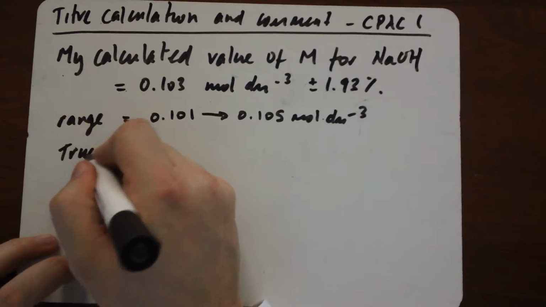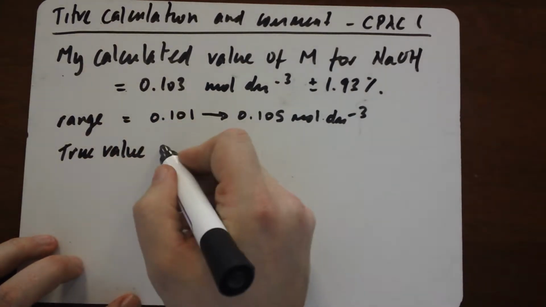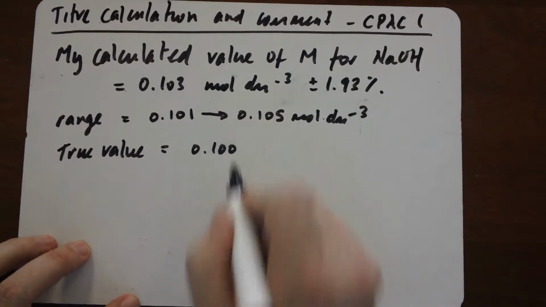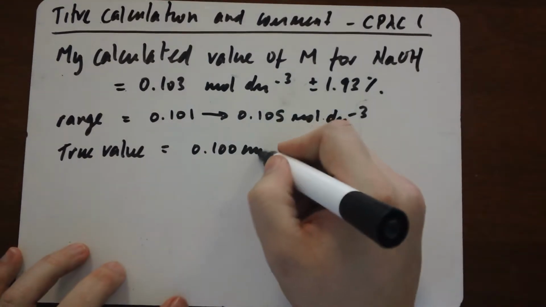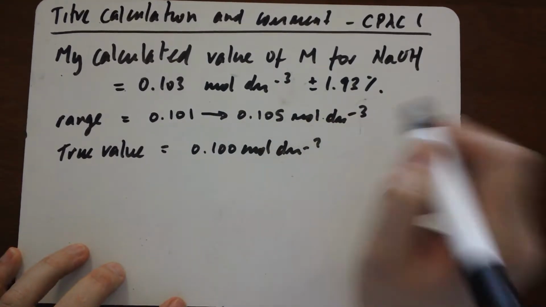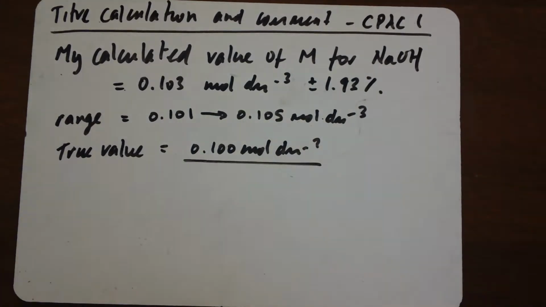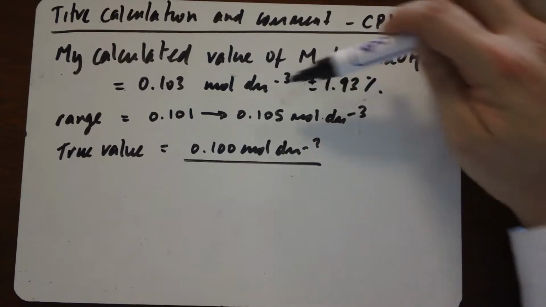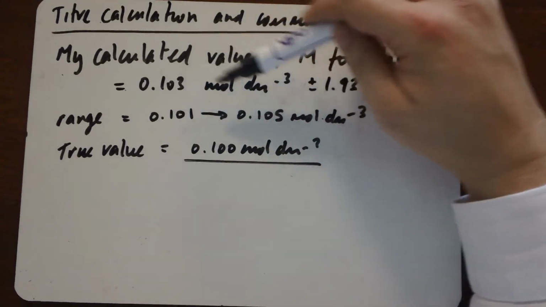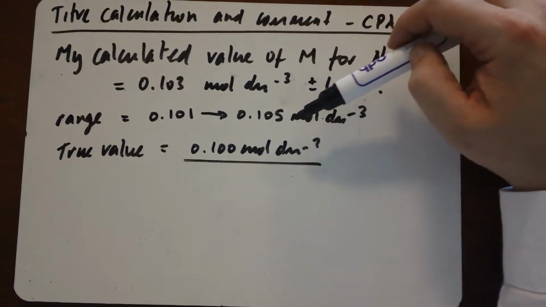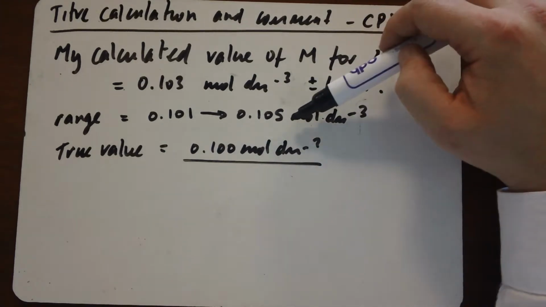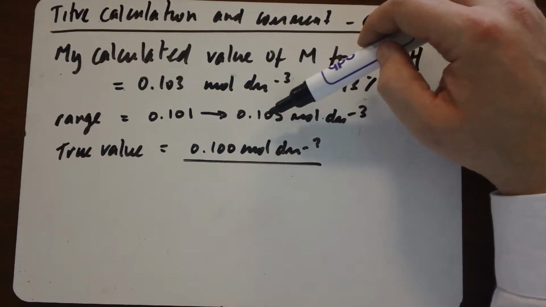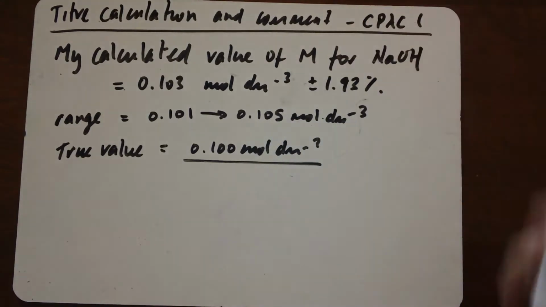Unfortunately, the true value for the concentration of the sodium hydroxide used was exactly 0.100 moles per decimeter cubed. So what does that mean? Well, unfortunately, the true value lies outside of the value that I calculated, even with the percentage uncertainty incorporated. So this lies outside of the range of the possible true answer that I would have got from my practical.